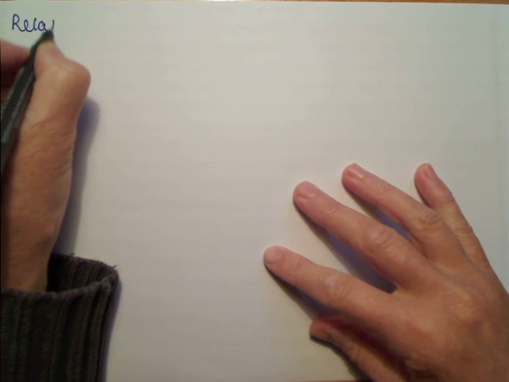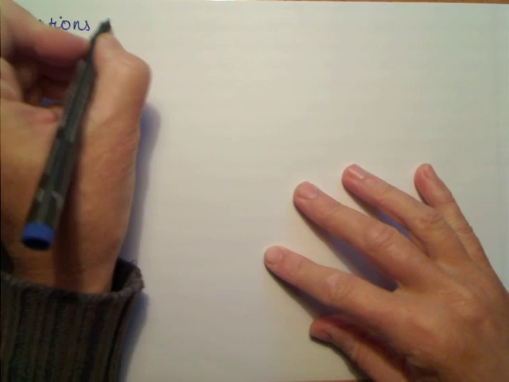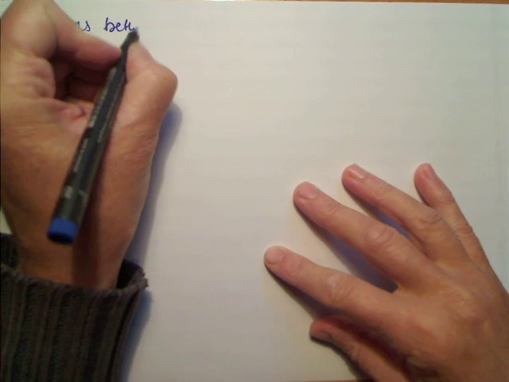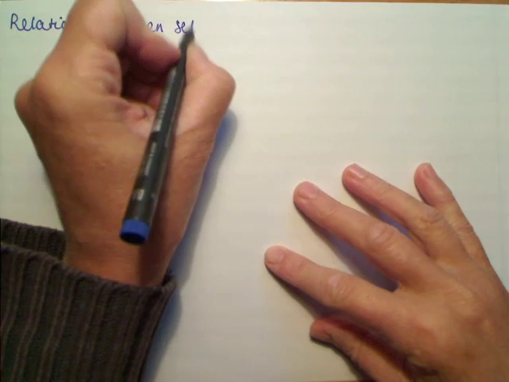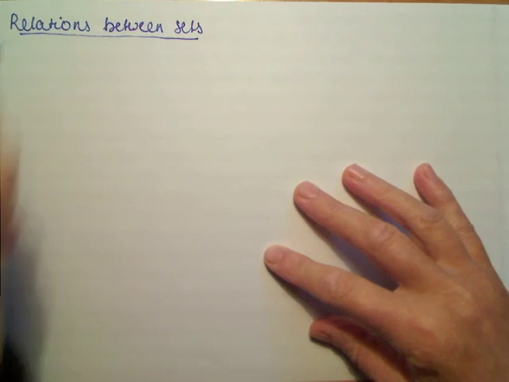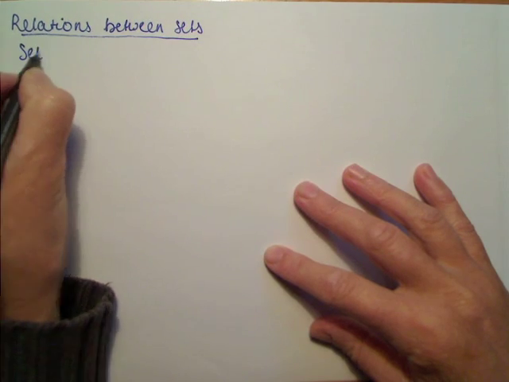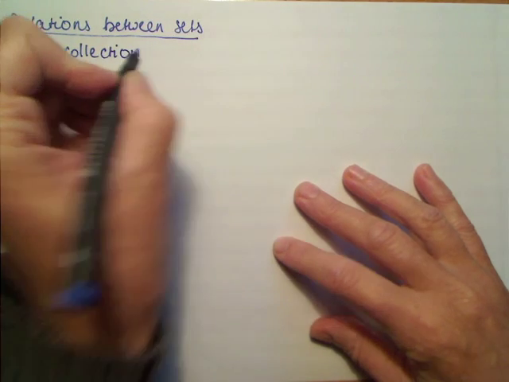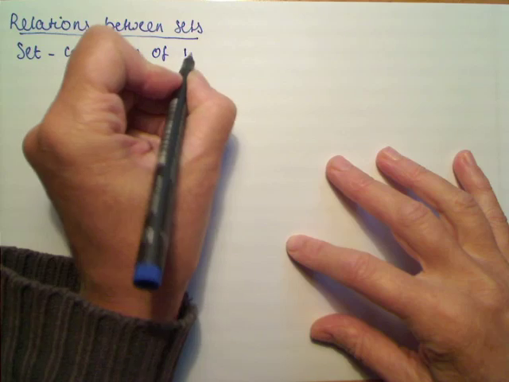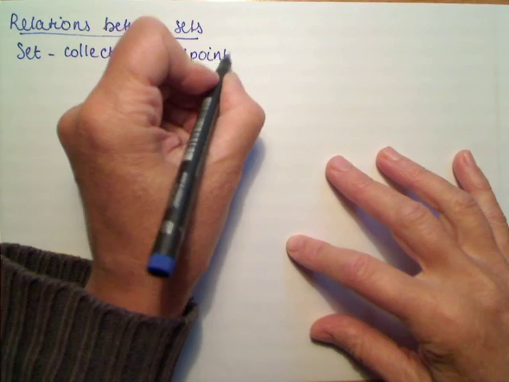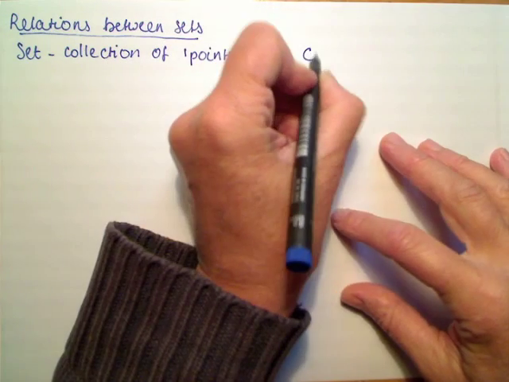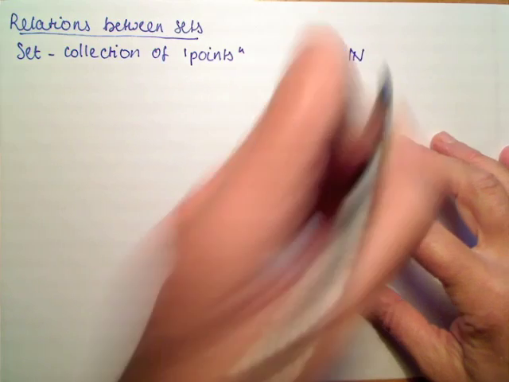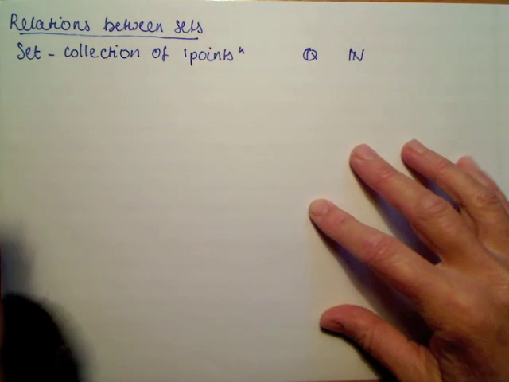Next I would like to discuss sets and relations between sets. Now what is a set? Well, a set is simply a collection of points. As an example, you can think of, say, the collection of fractions and the collection of natural numbers. We have seen these before.